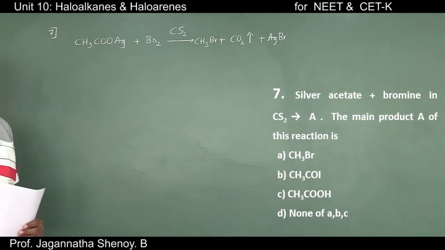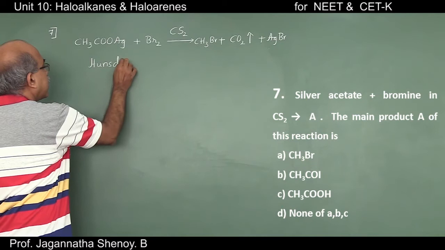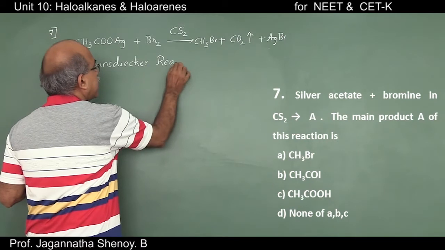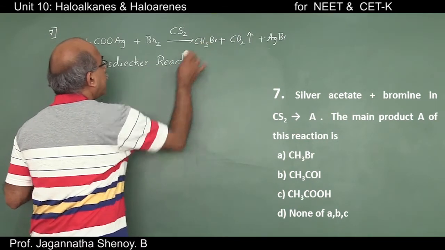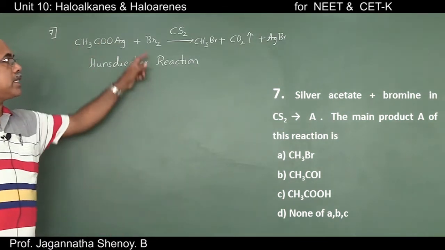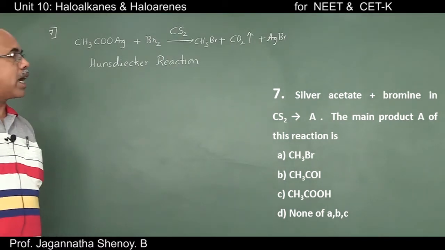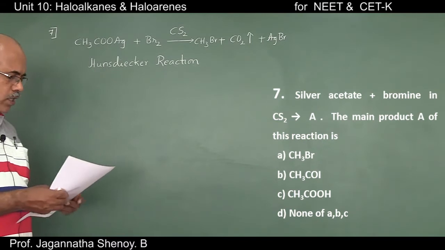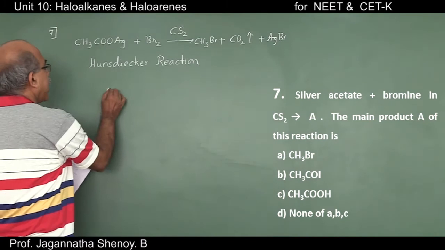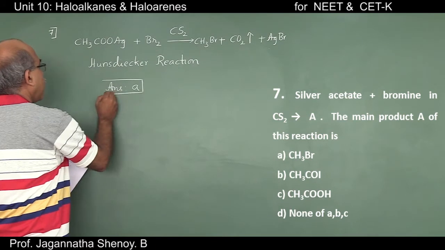And this has a specific name. It is called the Hunsdiecker reaction. This is a method to prepare alkyl bromide starting from the silver salt of a carboxylic acid by treating it with bromine in the presence of a non-polar solvent like carbon disulfide. So what is the answer for question number 7? It has to be option A. So answer for question number 7 is option A.